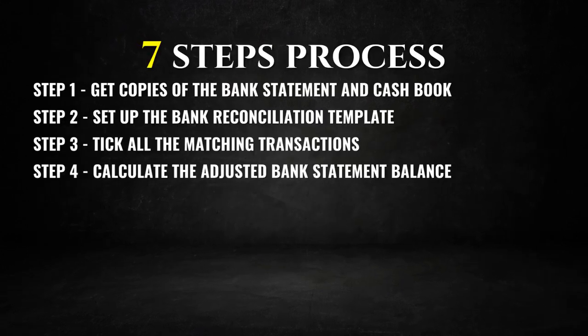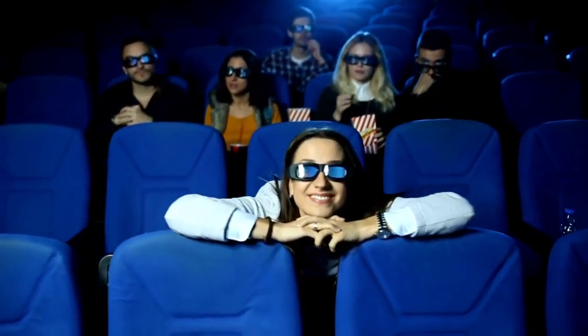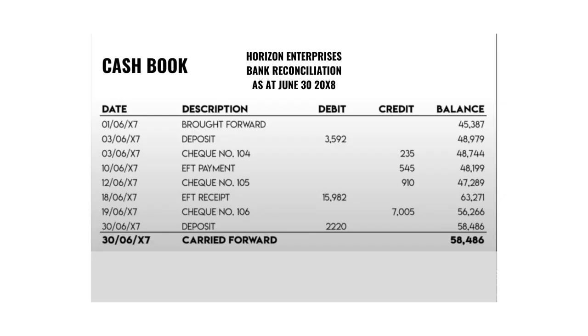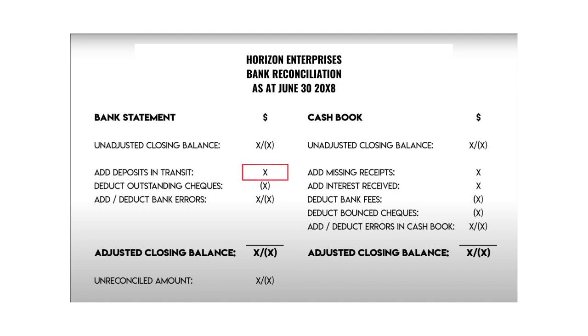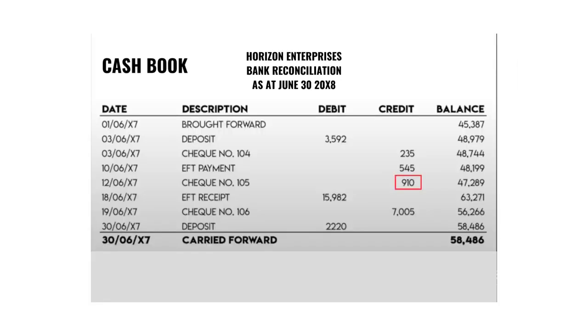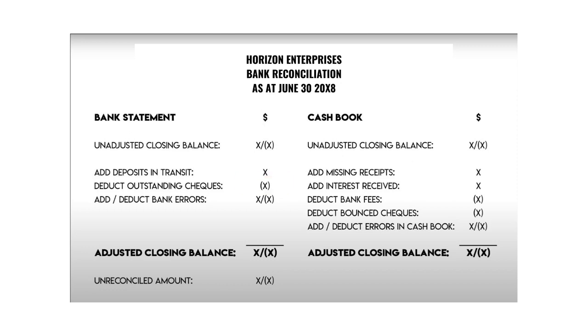Step 4. Calculate the adjusted bank statement balance. This is where things start to get interesting. We'll look for deposits in transit and outstanding checks. Deposits in transit are those sneaky cash inflows that have already been recorded in your cash book but haven't shown up on your bank statement yet. We'll add those to the bank statement side of our reconciliation. As for outstanding checks, we'll deduct them from the bank statement since they've been recorded in the cash book but haven't been cashed in by their recipients.